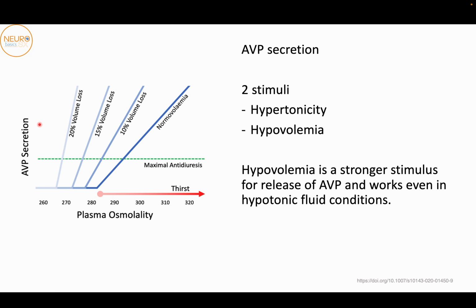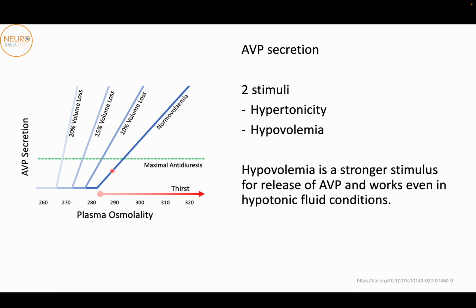Right, so as we discussed, AVP secretion is influenced by hypertonicity, but as we also saw, it's also influenced by hypovolemia. So there are two stimuli predominantly for secretion of vasopressin, hypertonicity and hypovolemia. But between these two, hypovolemia is a stronger stimulus for the release of arginine vasopressin as compared to hypertonicity. So even if a patient has hypotonic plasma but is hypovolemic, they're going to release arginine vasopressin.